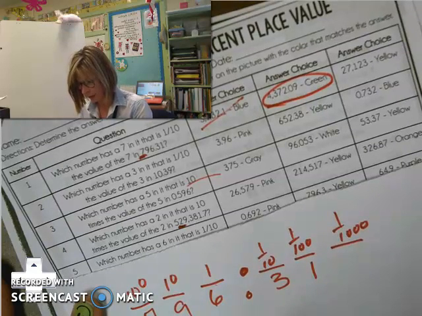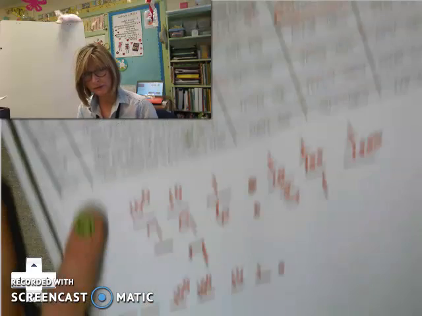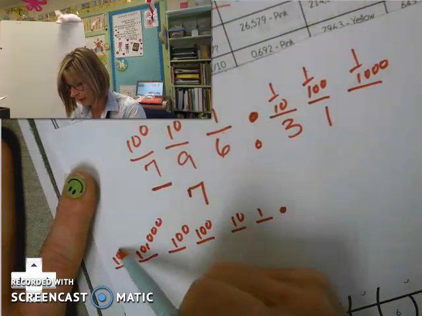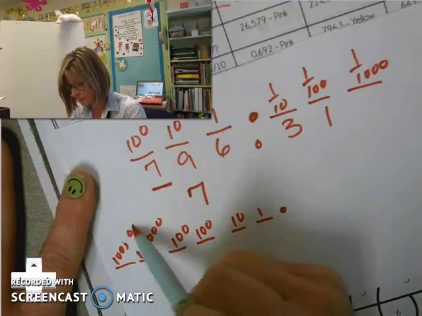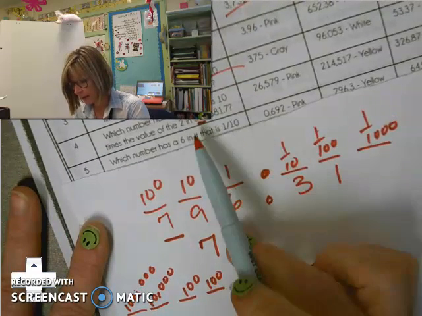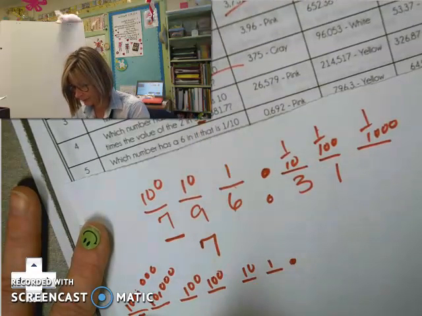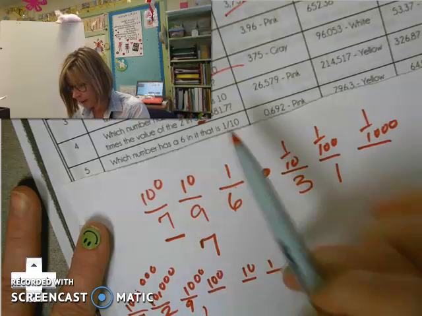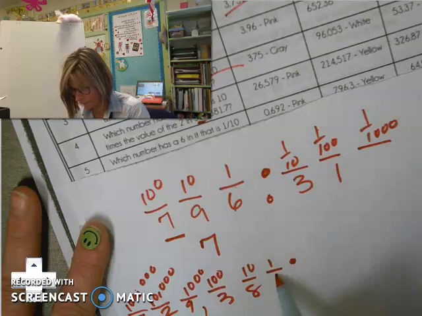Ones, tens, hundreds, thousands, 10,000s, 100,000s, and I can put my number in there. Well, I've got 529,381 and 7/10.